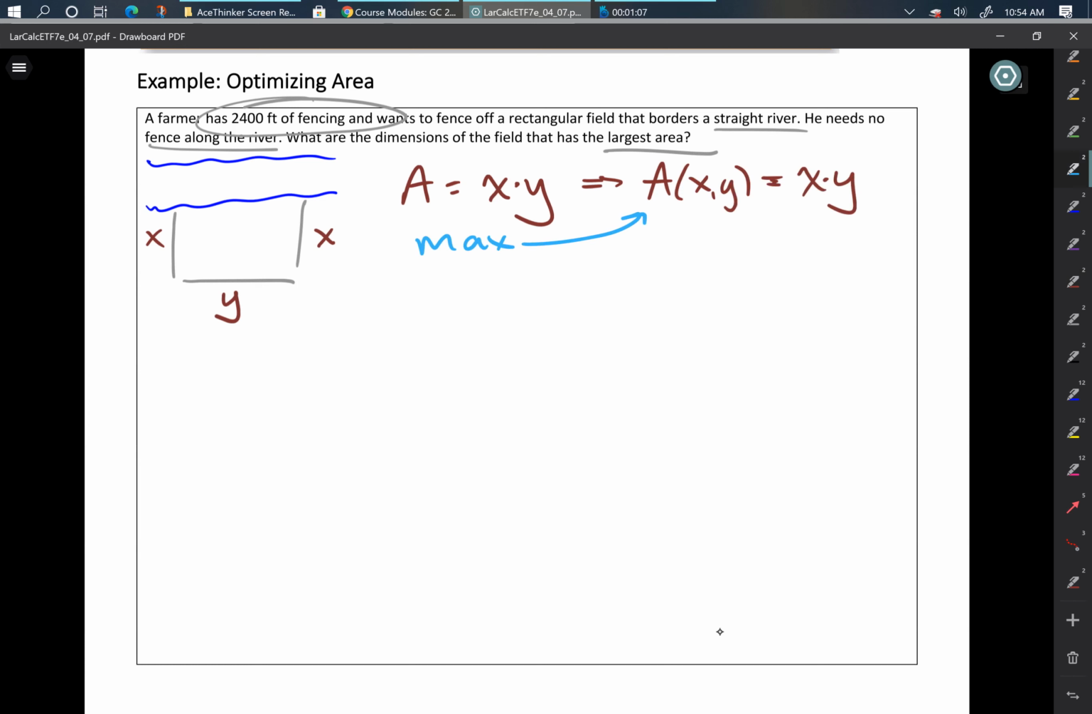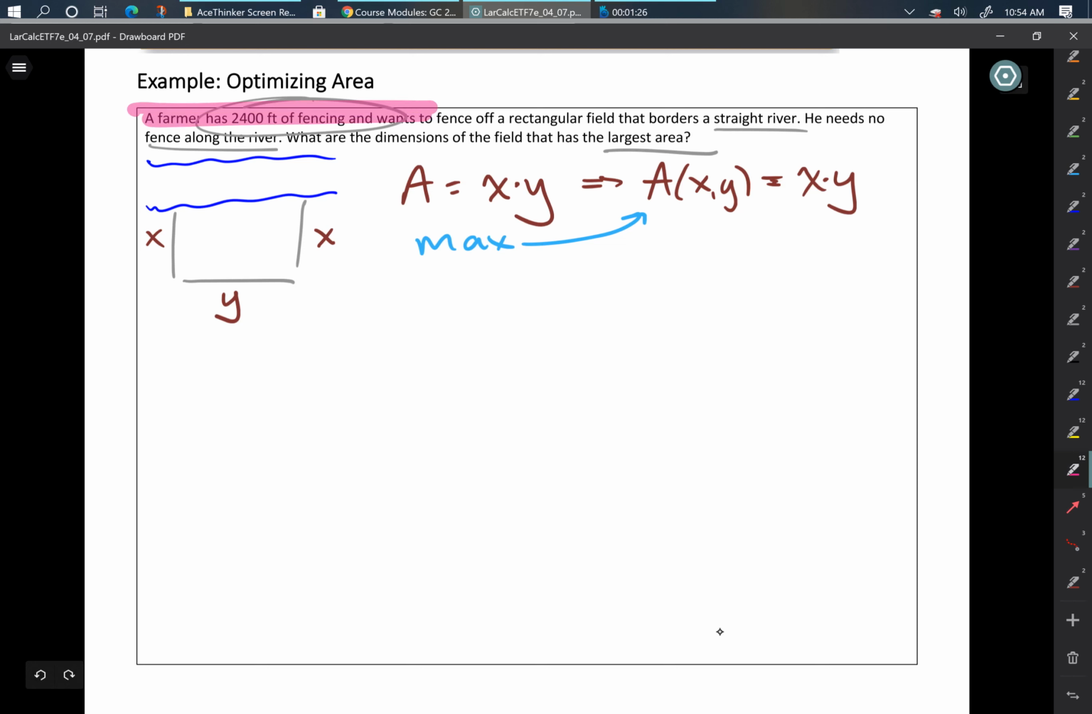But I can't maximize a two-variable function because my knowledge of calculus is limited to one-variable functions. So now what I need to do is find a way to get a secondary equation, some other piece of information here that I can use to do a substitution to turn two variables into one variable. And I think that that is going to be hidden in this.